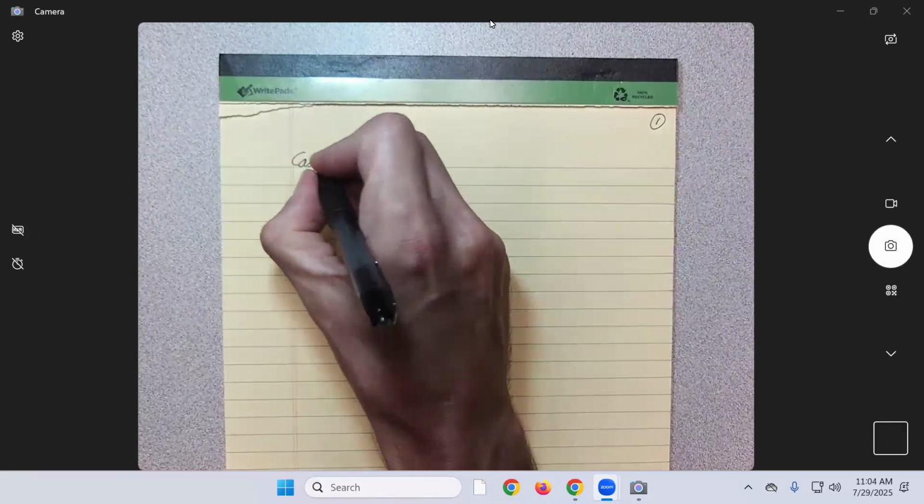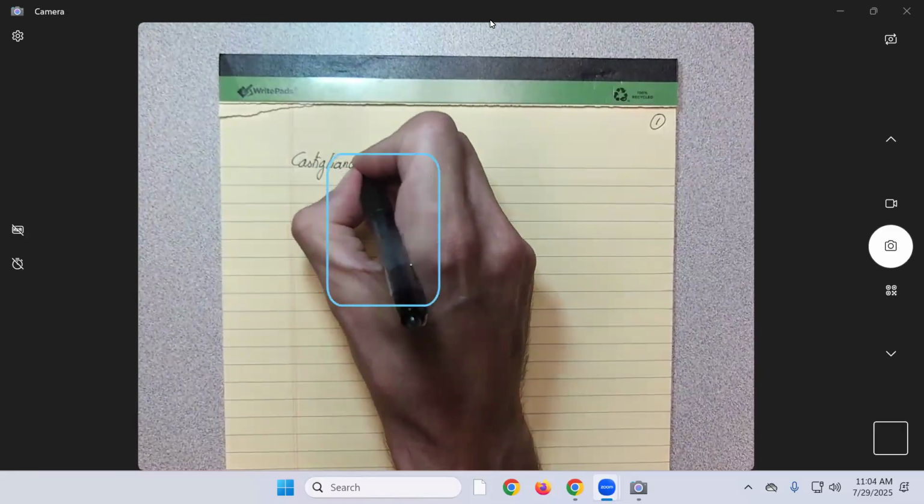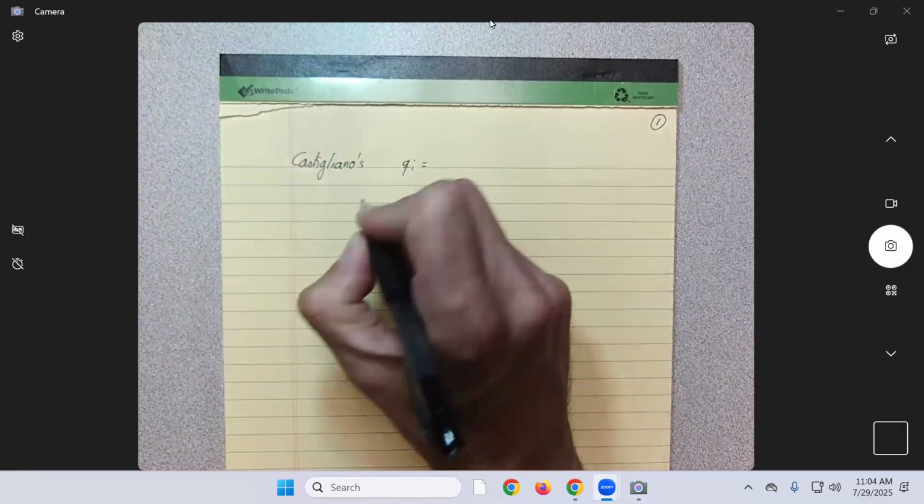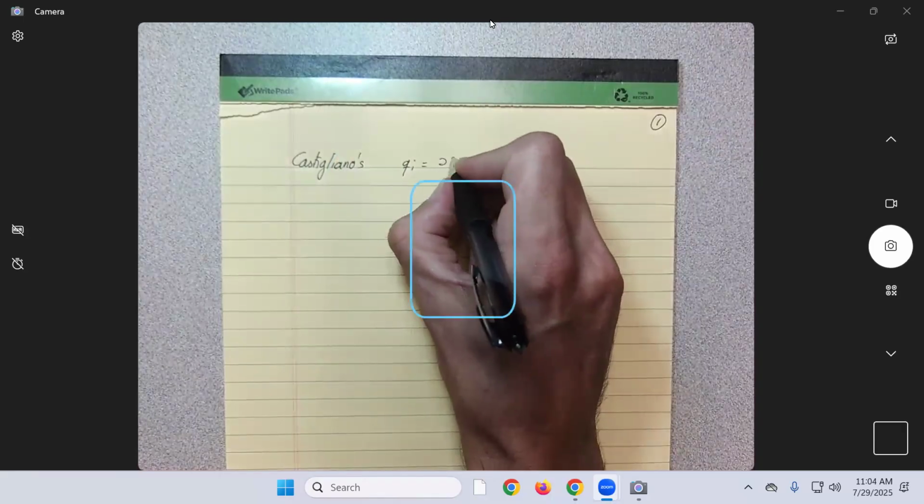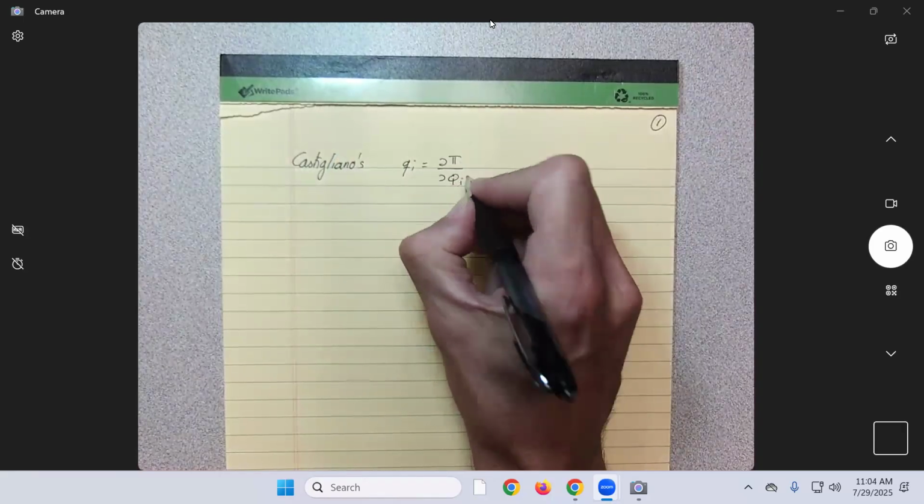Okay, guys, so let's see. Yesterday we did finish with something that I call Castigliano's theorem. Castigliano's theorem says that to find the generalized deformation, you take the partial derivative of the total potential energy with respect to the force.